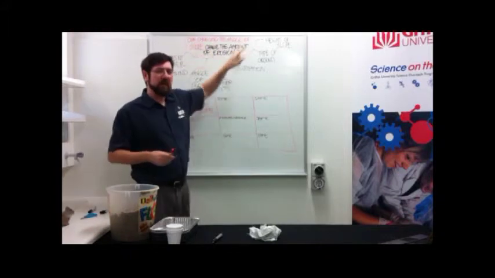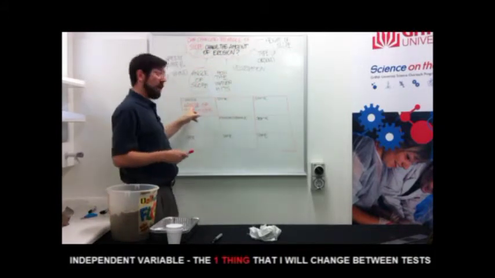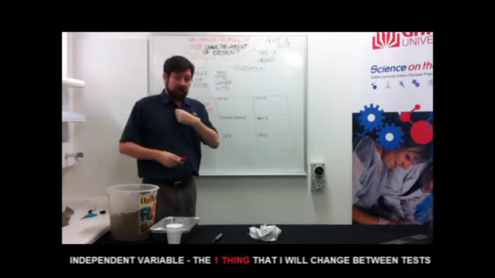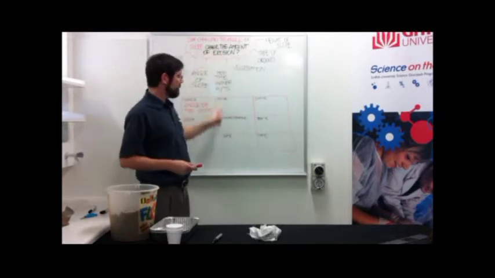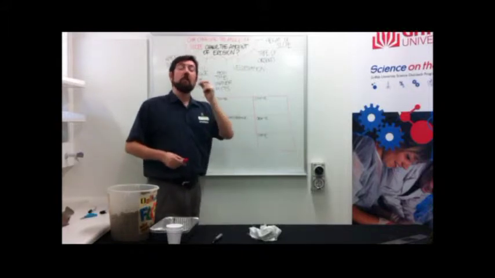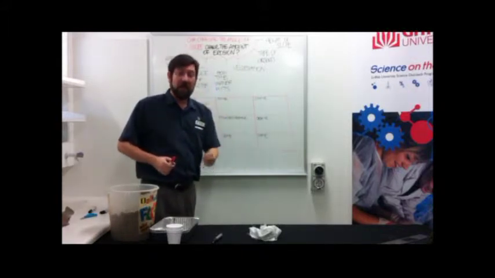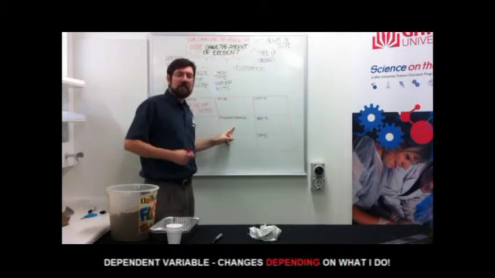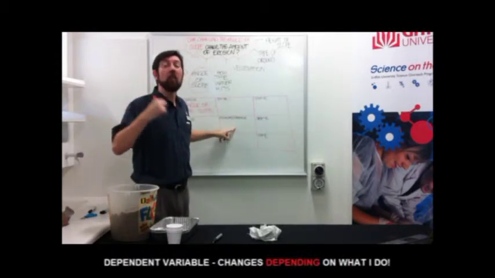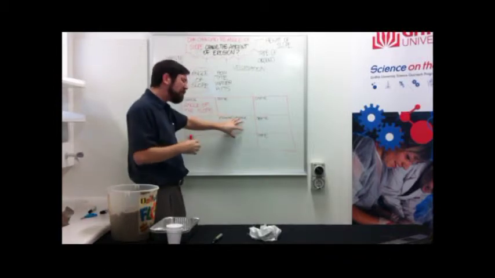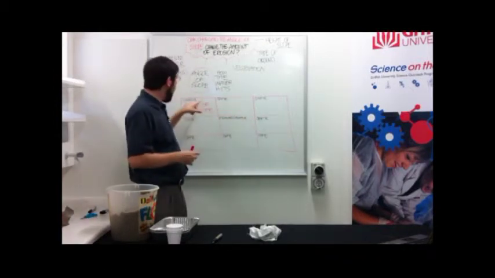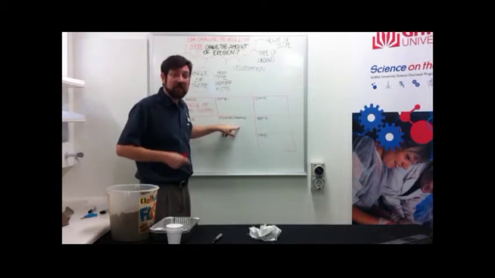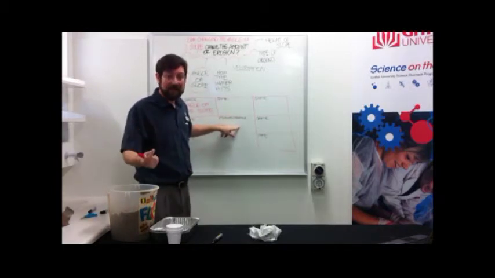This thing that we're changing is called the independent variable. So the angle of the slope is the independent variable. That is the thing that I change. The second one, the thing that we measure or observe, this is called the dependent variable. And what I say to the kids is, this is what changes depending on what I do. So I'm not actually changing this. I'm changing this. And this is changing because of what I've done.